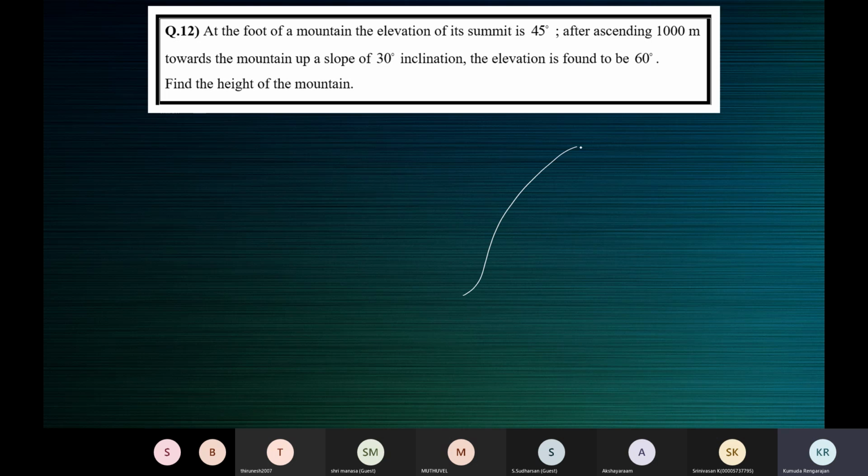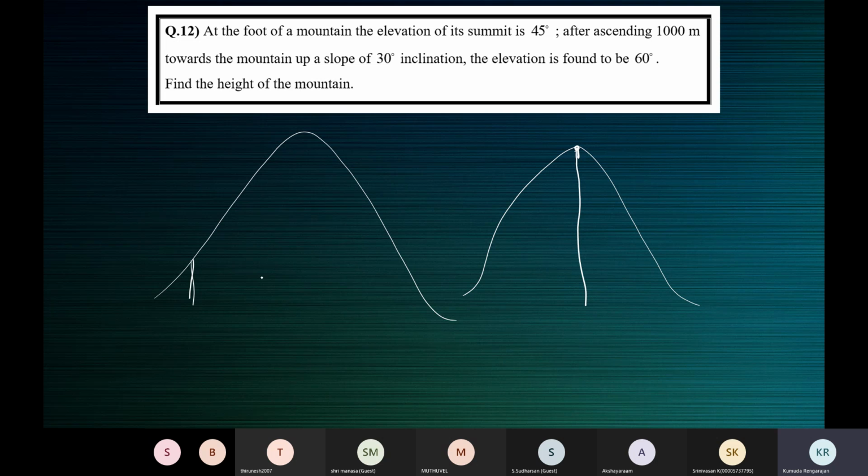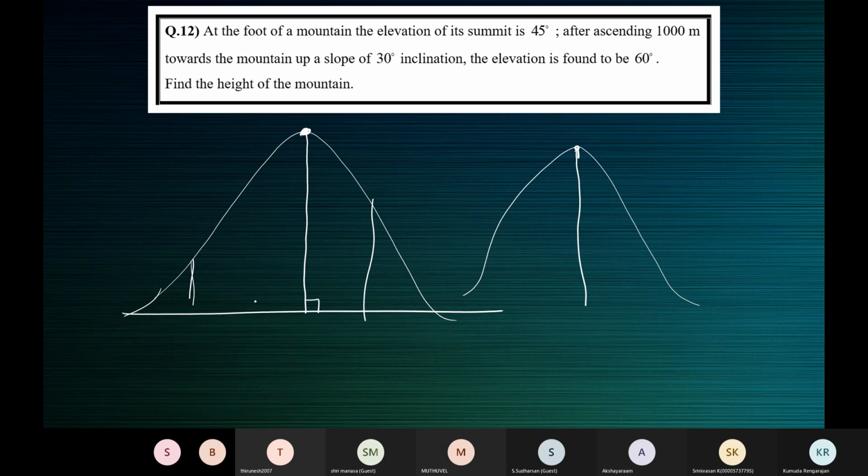So say this is the mountain, and this is the peak of the mountain. When we say height of the mountain, it is not this height. This is not the height of the mountain. This is the peak, the highest point of the mountain, and this is the height of the mountain, right? Yes or no, children?